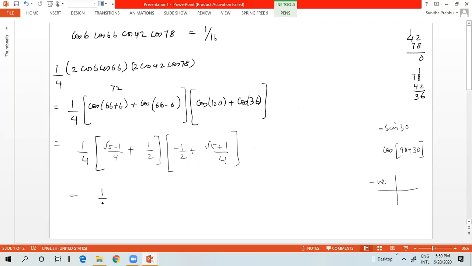So 1 by 4 into, if you see this, root 5 minus 1 by 4 plus half, multiplied by root 5 plus 1 by 4 minus half. I thought I'd do A plus B, A minus B, but very carefully I saw that the signs are different, right? So we will just multiply it, okay?